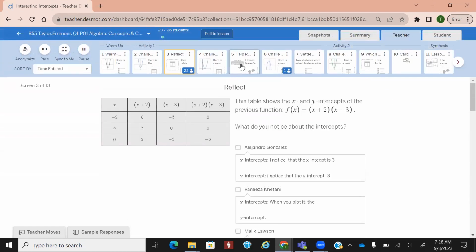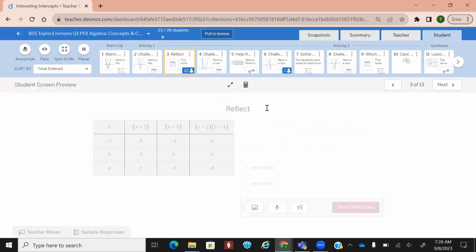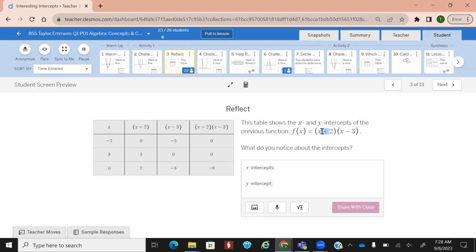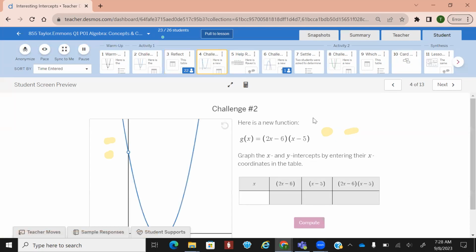No. So what do you notice between this value and what the x-intercepts are? Somebody said it. It's the opposite sign. So again, right here, this is the important part. So if you haven't been paying attention, this is the part. Look at how it's a +2 here, but it's a -2 here. Look at how it's a -3 here, but it's a +3 here. Okay, so it's the opposite sign when you're finding the x-intercept. Good talk.